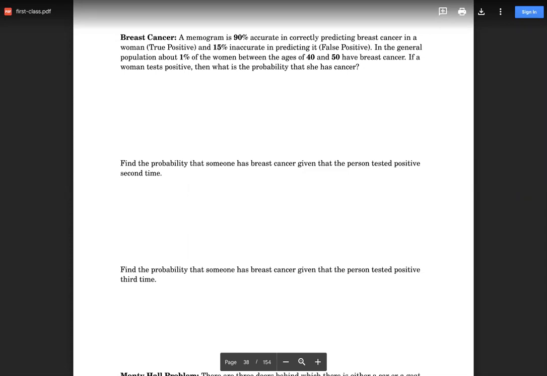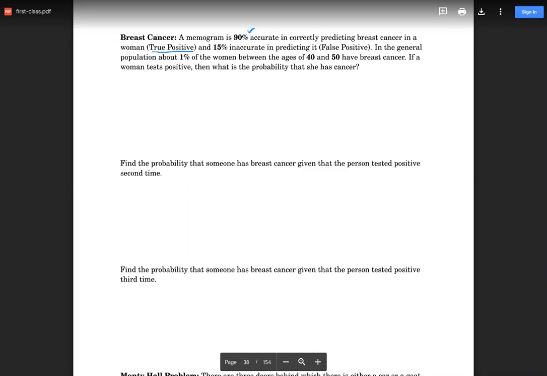First, let me read the problem. A mammogram is 90% accurate. So it is 90% accurate in correctly predicting breast cancer in a woman, which means it's true positive. That means someone has breast cancer, takes the test, and comes out positive. So that's the true positive. And 15% inaccurate in predicting it.